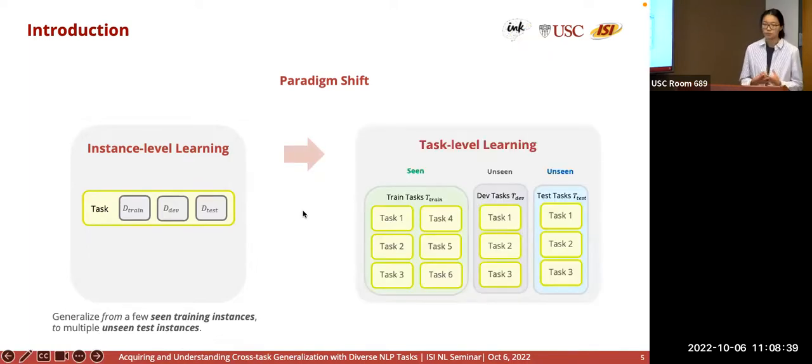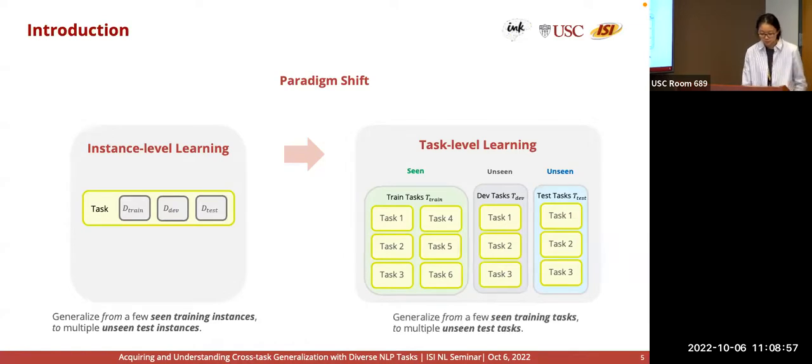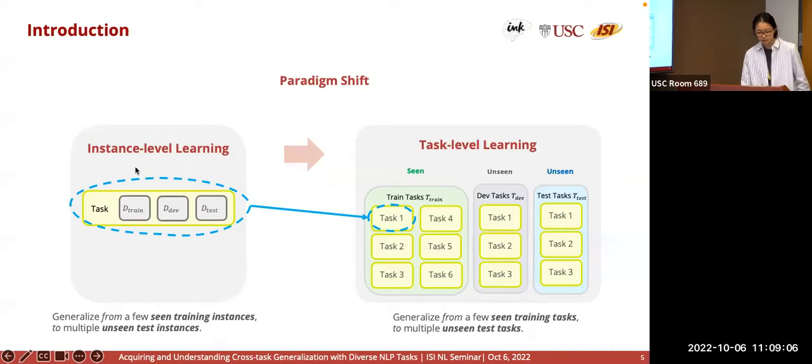But what I want to explore more in my work is what I refer to as task level learning, where you have so many tasks and you have a set of train tasks that you've seen before, and we are going to test your capability on a set of unseen tasks. So we generalize from a few seen training tasks to multiple unseen test tasks. What we've seen in instance level training becomes just a data point in this task level learning. So at a high level, in task level learning, a task is your data point, instead of an input-output instance being your data point.